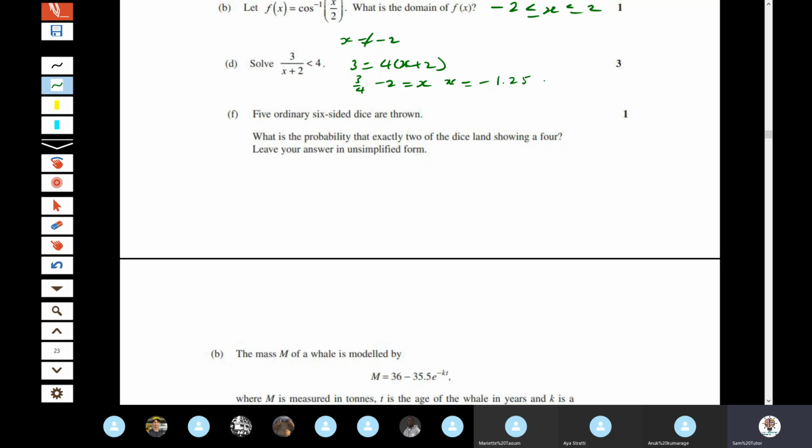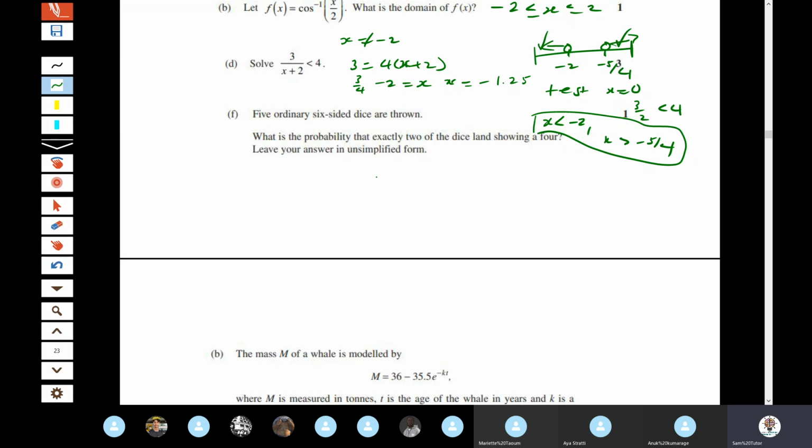Yeah. And then number line, -2 is there, -5/4 is there. They're both open circles. And then you would test X equals 0. 3 on 2, is that less than 4? No. Sorry, 3 on 2 is less than 4. So this would work, which means they run away. So the answer is X less than -2, X is greater than -5/4.